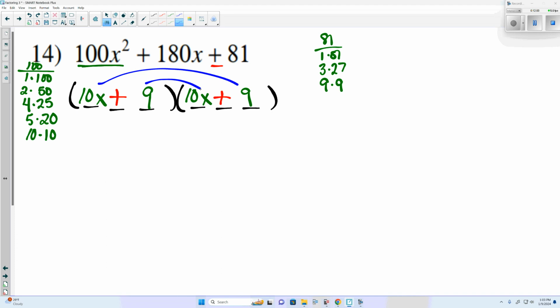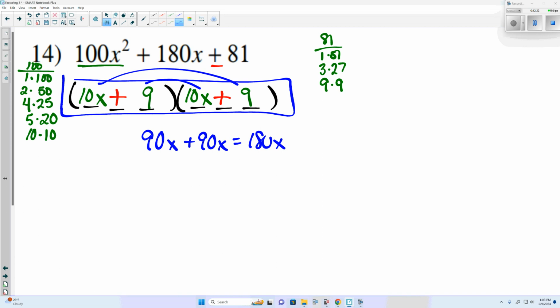10x times 9 is 90x, because 10 times 9 is 90. Then we have 9 times 10x, which would be plus 90x. And 90x plus 90x is 180x. And we can put that squared.